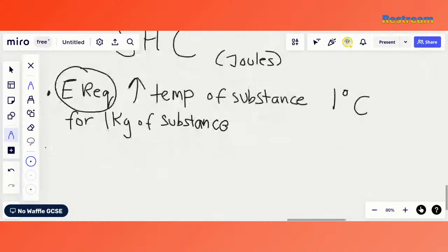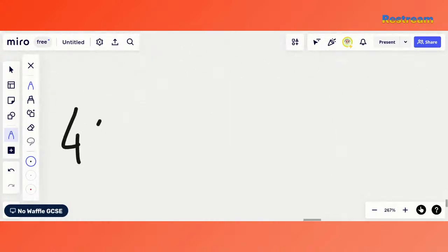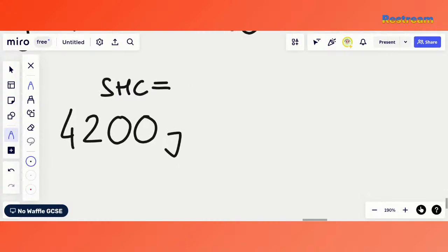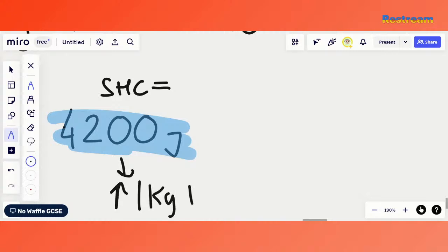So if we're looking at the value for water, the specific heat capacity for water is 4,200. Now, you don't need to know this off by heart because you'll be given it in the question. But what we're saying here when we mean the specific heat capacity of water is 4,200 is that 4,200 joules of energy is needed to increase 1 kilogram of water by 1 degree Celsius.